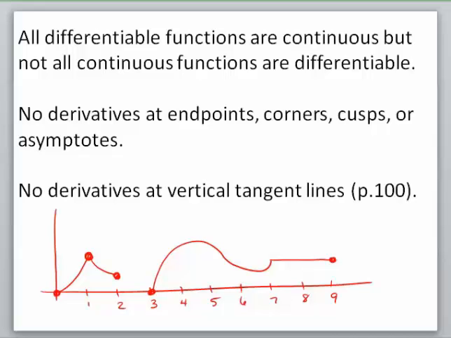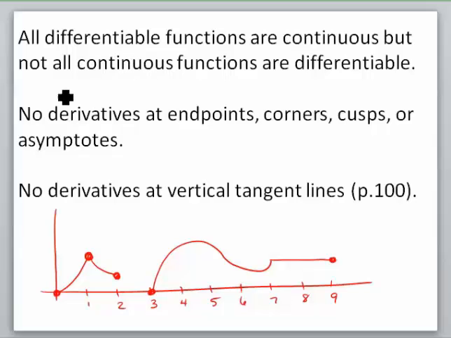But before I can really explain that more, I want to talk about what makes something not differentiable. Those places that make something not differentiable are at endpoints, at corners, at cusps, and at asymptotes. So let me go back to the statement here.